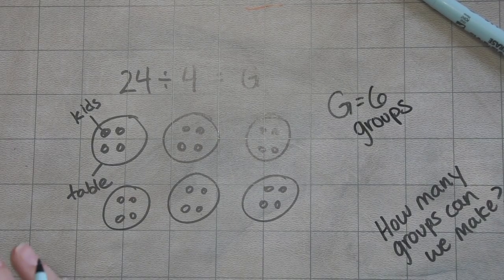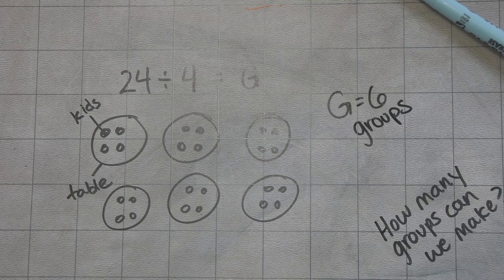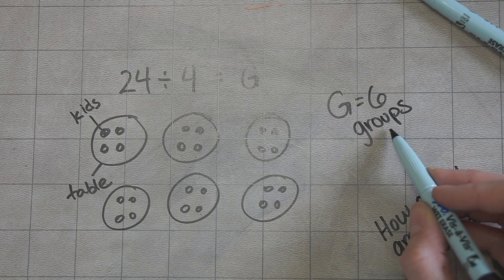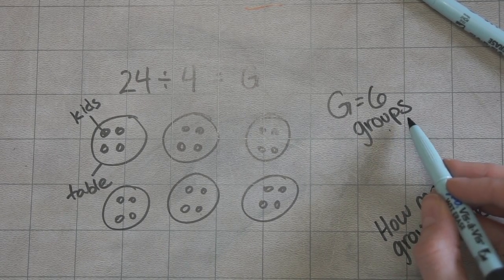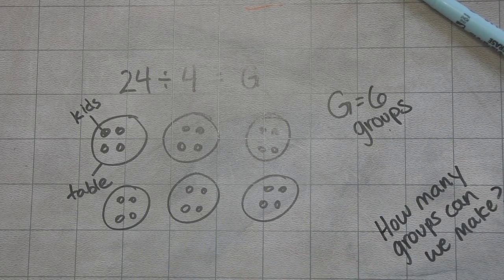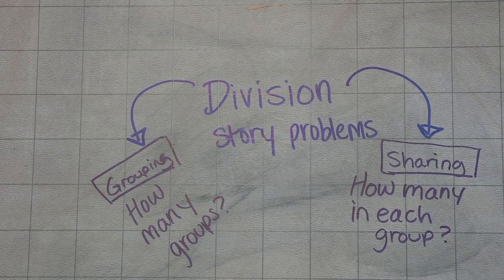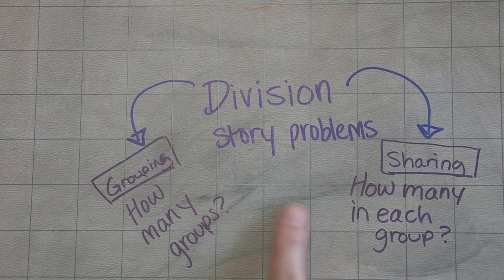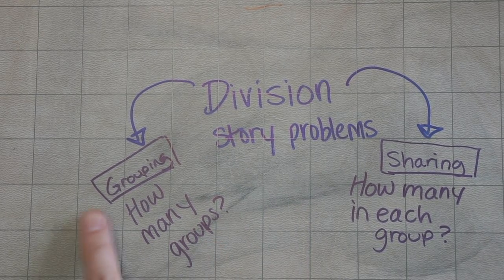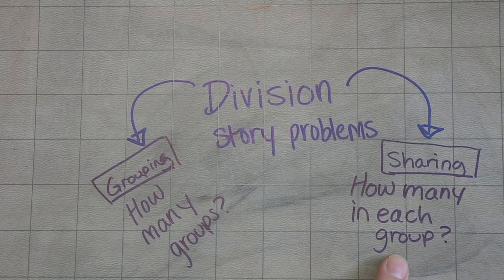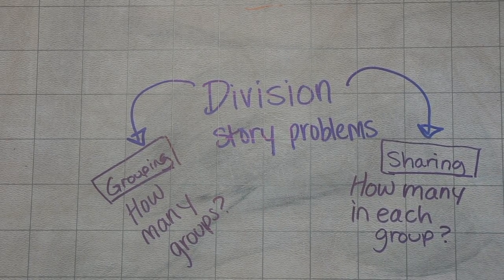Now, looking at the work, it looks the same as when I solved the other problem. But the answer in some division problems is how many groups you can make. But in the other one, it was how many people would be in each group. Okay, so we just covered how in division story problems, sometimes the answer is how many groups in a grouping style problem. But sometimes the answer is how many are in each group in a sharing style problem.